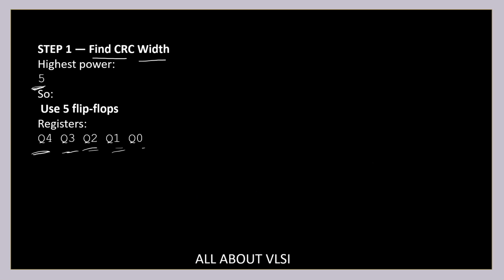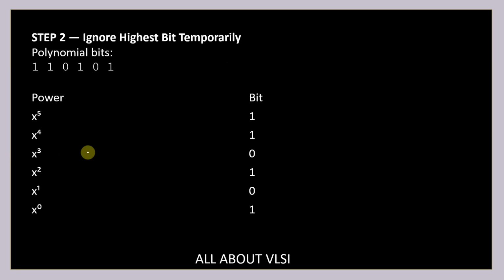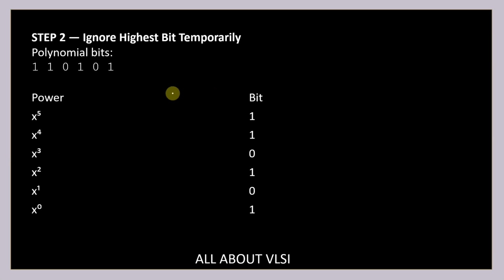Now, after that, we need to find the CRC bits. The highest power is 5, right? So we are going to use 5 flip-flops. Since the highest power is x power 5, we are going to use 5 flip-flops. This is the first flip-flop, second, third, fourth, and fifth. So this is my first flip-flop, and this is my fifth flip-flop, with outputs Q0 to Q4. After that, I'm going to ignore my MSB temporarily. So I'm going to have 110101, right?